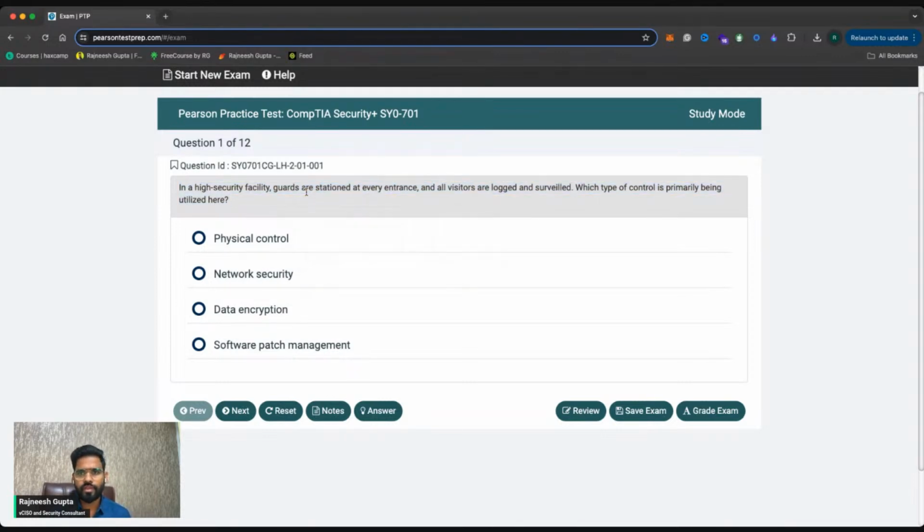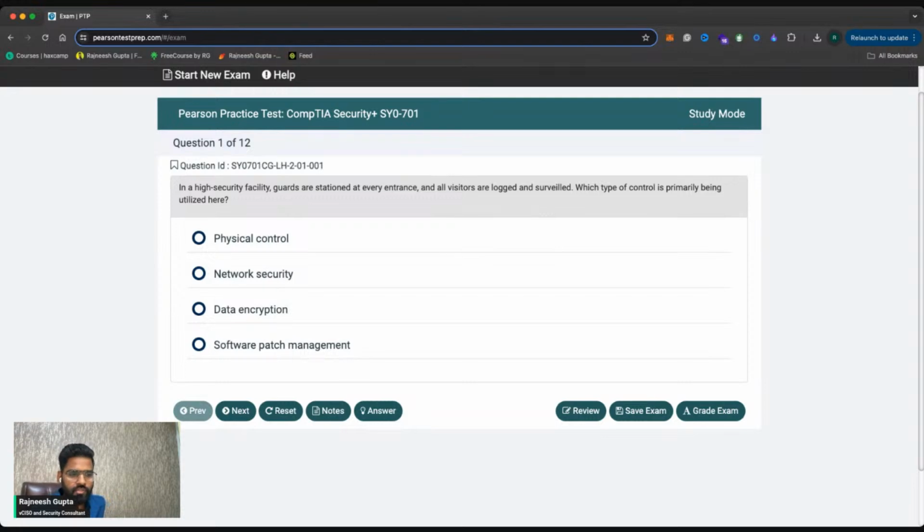Perfect. So the very first question is: in a high security facility, guards are stationed at every entrance, and all the visitors are logged and under surveillance. Which type of control is primarily being utilized here? Physical, network security, data encryption, or software patch management? What do you think? Say that in the chat, guys. Make it very quick. We have 12 questions to cover. I want you to be very proactive in every question.